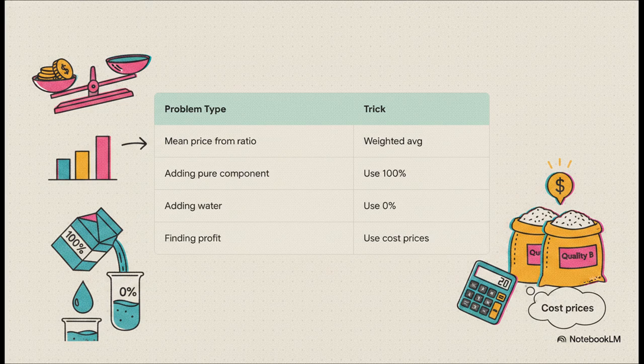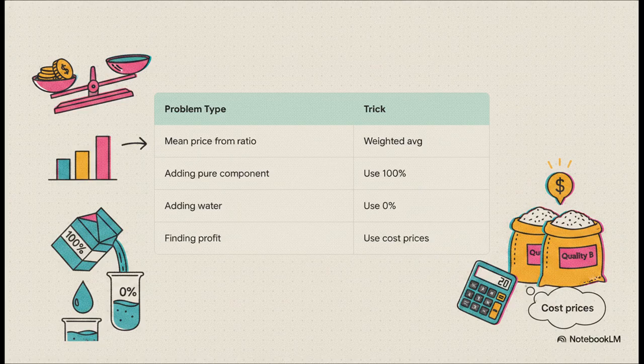If you understand these 4 scenarios, you're set. First, if the mean price is given but the starting ratio is known, skip the cross entirely and just use a standard weighted average formula. Second, if you're adding a pure component, like pure alcohol, treat that concentration as a full 100% in your alligation cross. Third, and we just touched on this, if you're adding water to dilute something, that water is always 0%. It's just empty volume. And fourth, if you're trying to find a profit margin by mixing 2 different qualities of an item, treat their cost prices as your alligation values. Recognizing the problem type immediately tells you which trick to deploy.